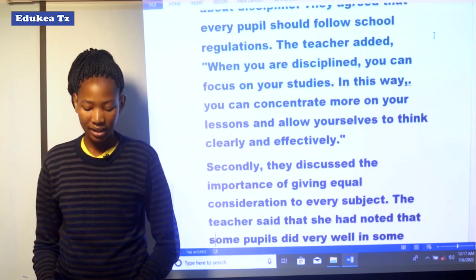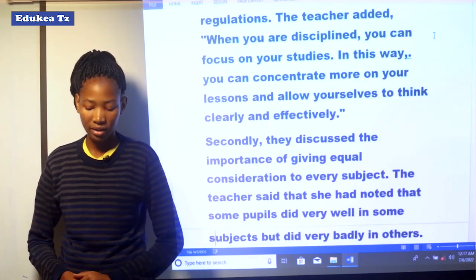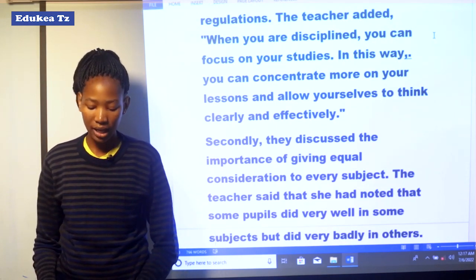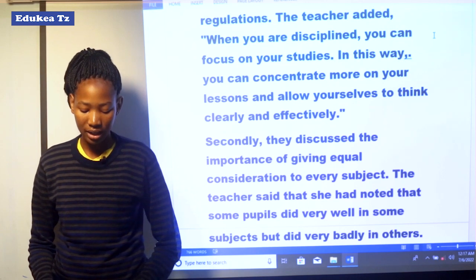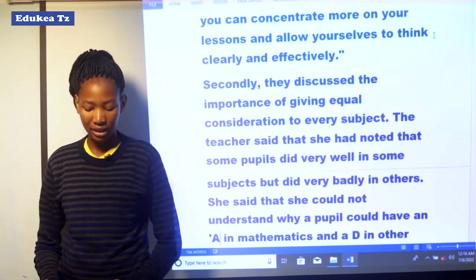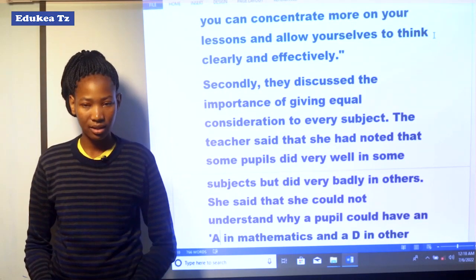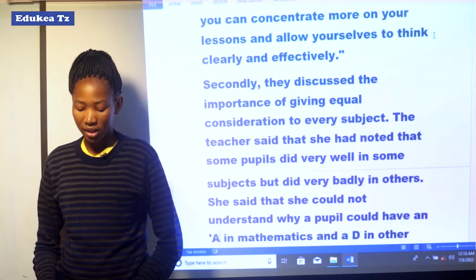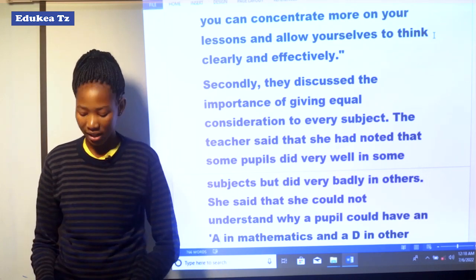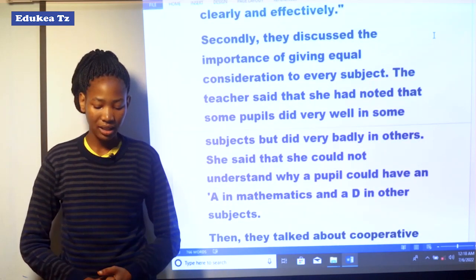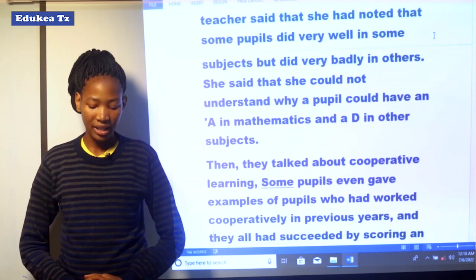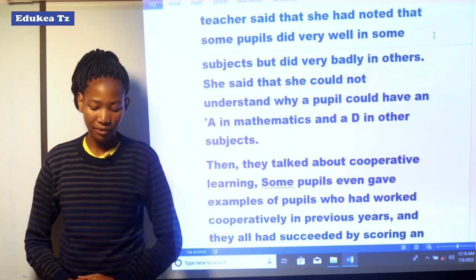Secondly, they discussed the importance of giving equal consideration to every subject. The teacher said that she had noted that some pupils did very well in some subjects but did very badly in others. She said that she could not understand why pupils could have an A in mathematics and a D in other subjects. Then they talked about cooperative learning.